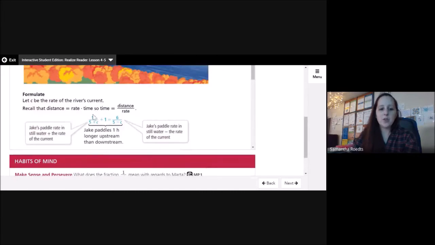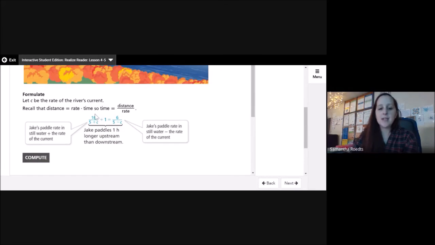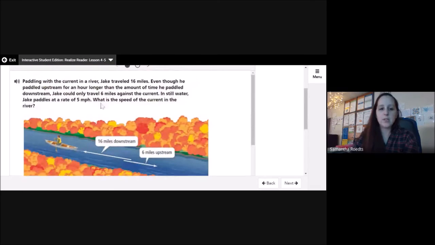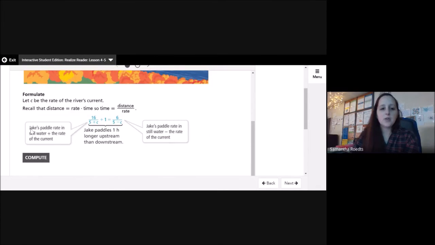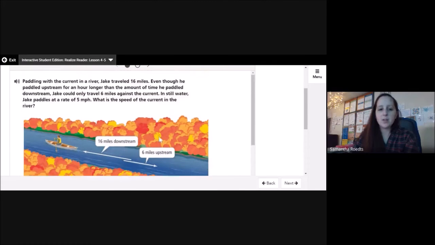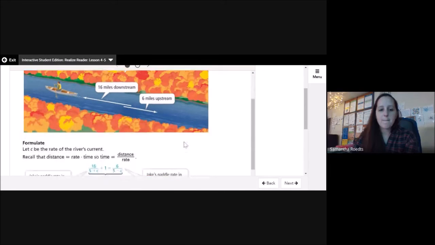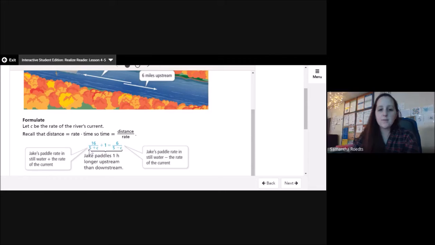Okay. So let C be the rate of the river's current. Recall that distance equals rate times time, so time equals distance over rate. Again, we were looking for the speed. Jake's paddle rate in still water plus the rate of the current, so 16. Remember, that's what they told us. 16 miles was what he traveled. His rate with the current was 5 plus the current rate. So that was the amount of time he traveled downstream, because he can paddle 5 miles per hour in still water plus whatever the current took him, plus 1, because he paddled this downstream plus this upstream, equals 6 over 5 minus C, which is his paddle rate in still water minus the rate of the current, and 6 was the distance he traveled upstream.